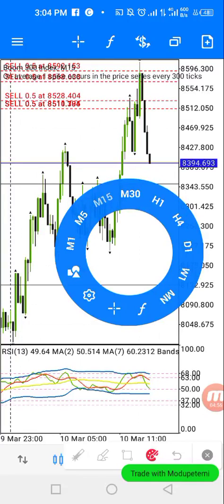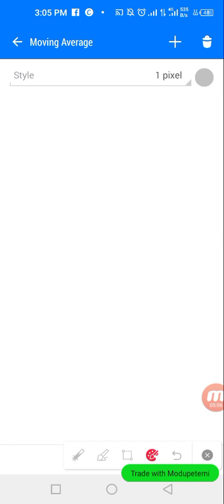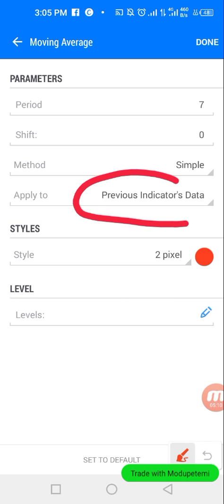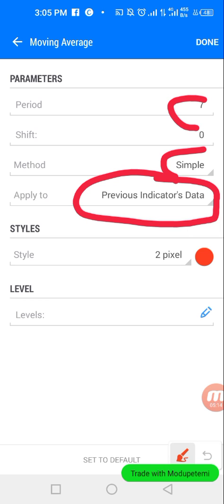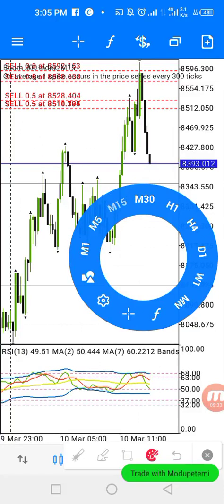So the next one is going to be our red moving average, right? The period is 7, the shift is 0, method is simple, previous indicator window. Take note of these two. That's the previous indicator window, right? The simple, right? The period is 7, right? The color should be red.